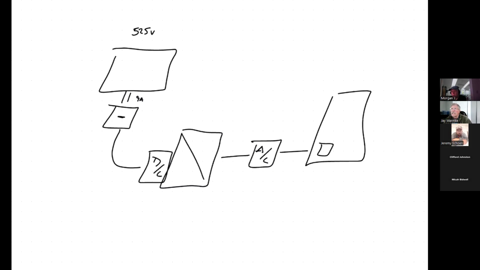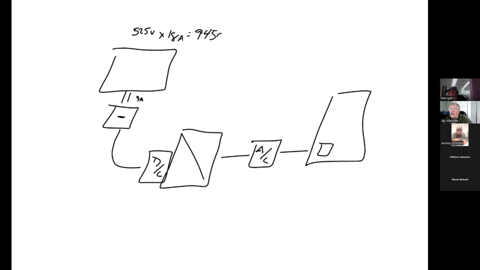So how many watts is this going to be? Well, it's going to be 525 volts times 18 amps. Notice how that power equation comes into play. Watts equals amps times volts. 525 times 18. So this is going to be a 9,450 watt array.